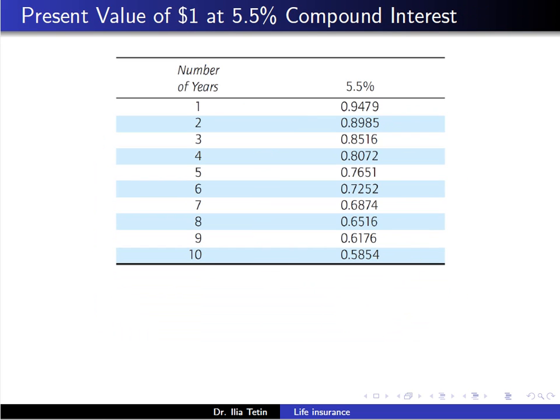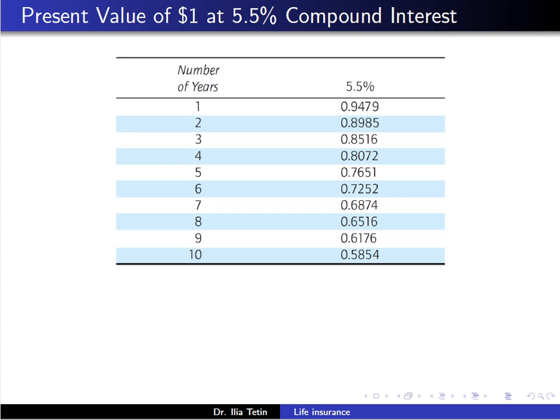From this table we see that the present value of $1 at 5.5% interest is 0.9479. Thus, if 1000 is multiplied by the probability of death at age 32 and the product discounted for the time value of money, the resulting net single premium is 1.07.